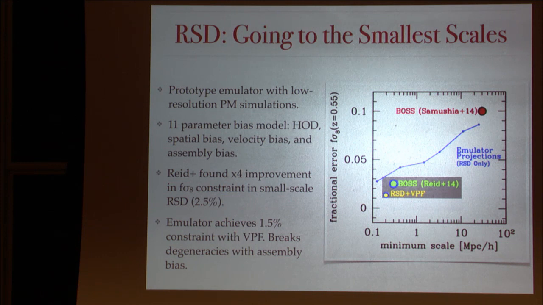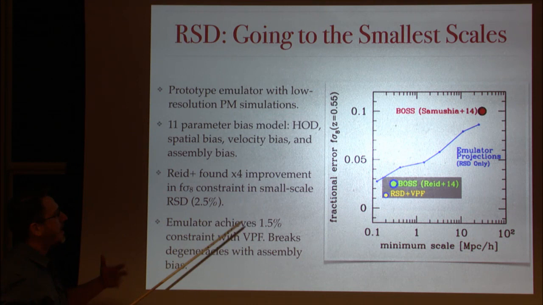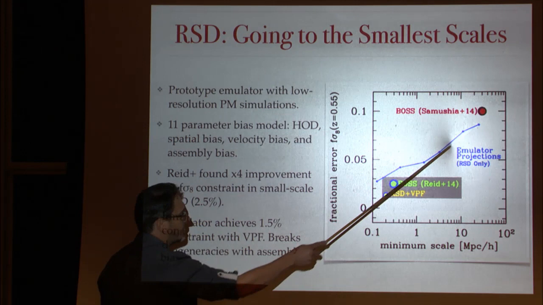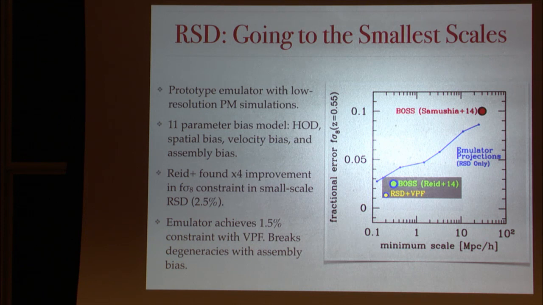And if I now have my prototype emulator, I can just vary the minimum scale that I'm considering for the redshift space distortions. And basically, you get this monotonic trend that you always get more information when you're going to smaller scales. Now, this is the theoretical limit, so you know things like fiber collisions might screw you up. But that's the next thing that we're going to be worrying about.